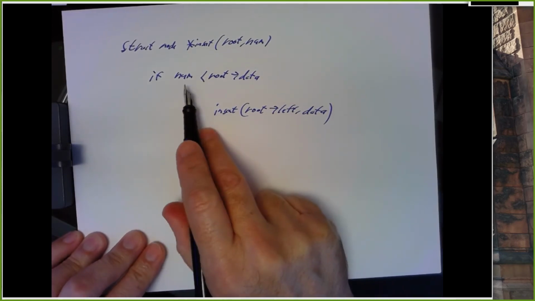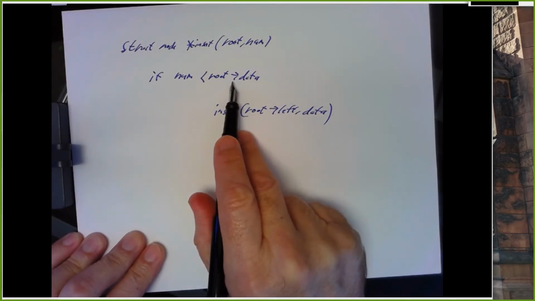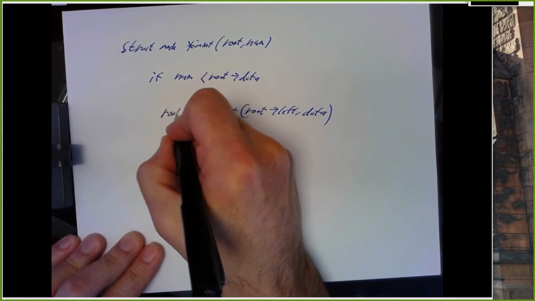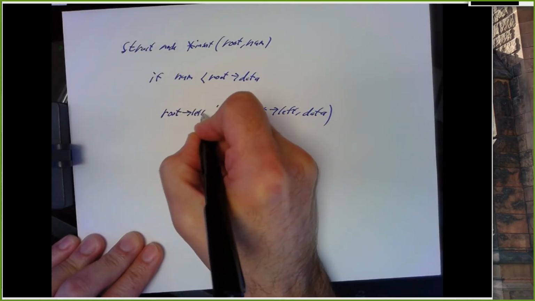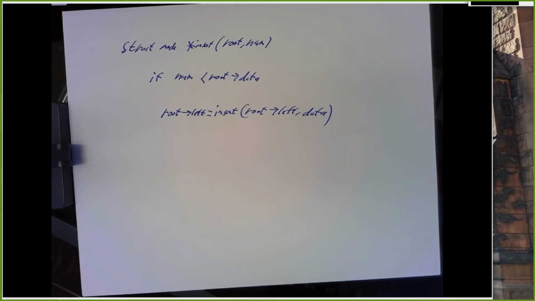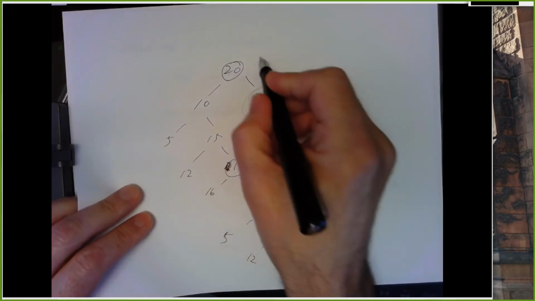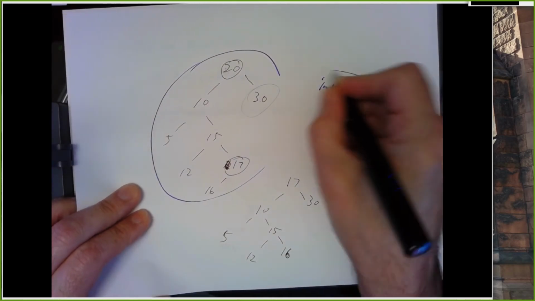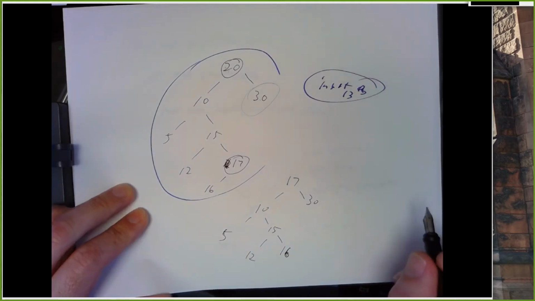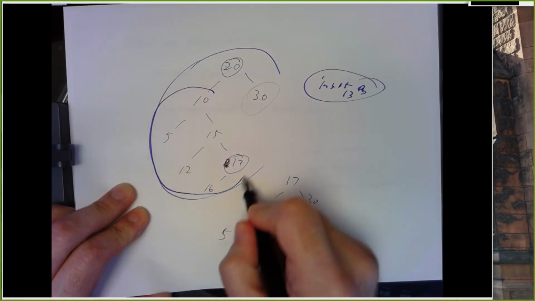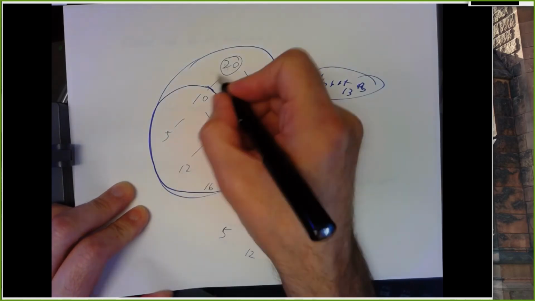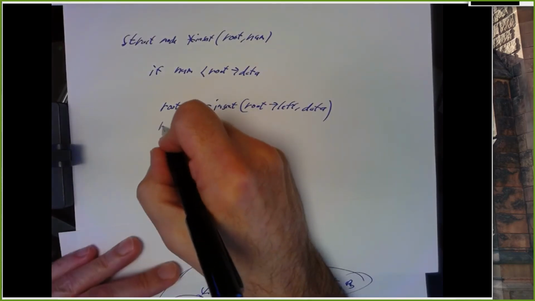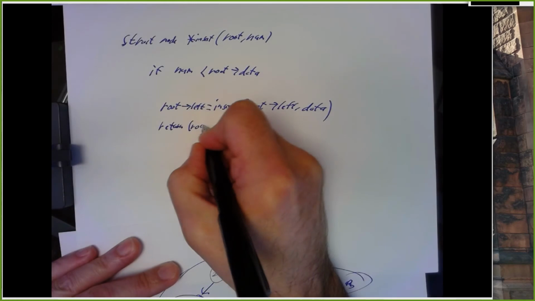If we're inserting something smaller than the root of the tree, we want to insert into the left subtree, but we need to take the result of that and make that the left child of root. So here's our tree, and we insert, I don't know, 13. Okay, go into the left subtree, insert a 13, and then make your root point to that on the left. And then just return the original root.